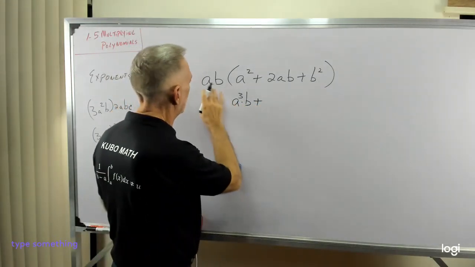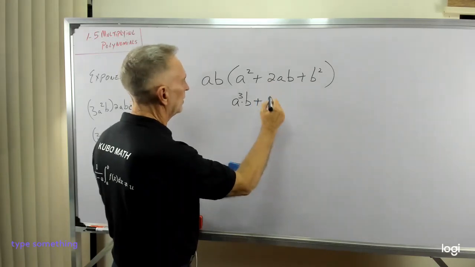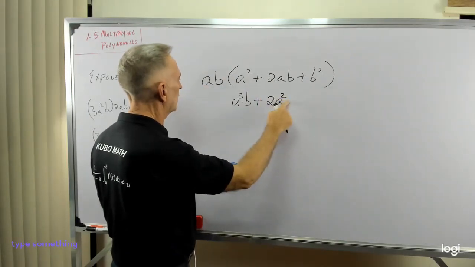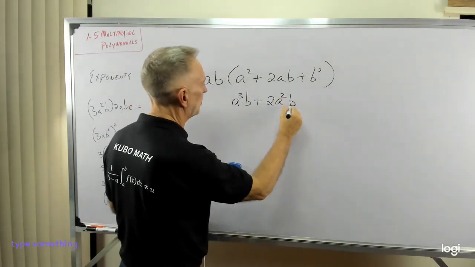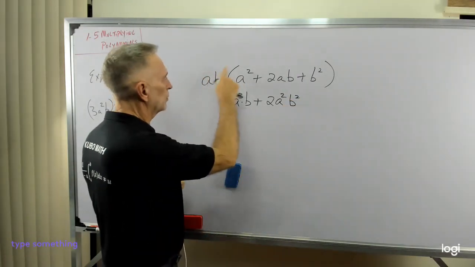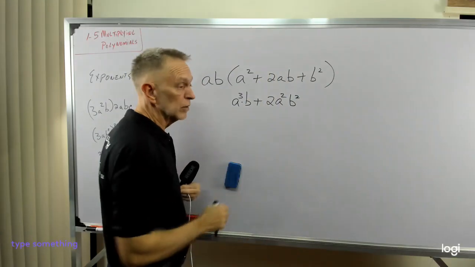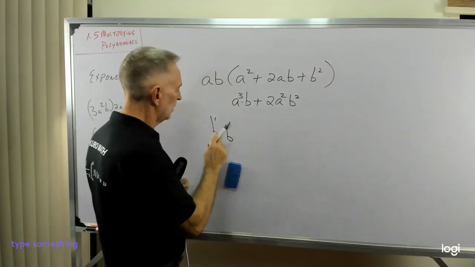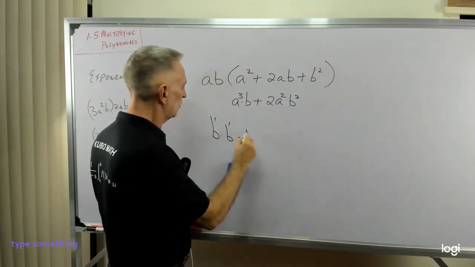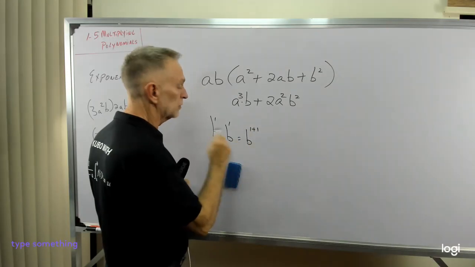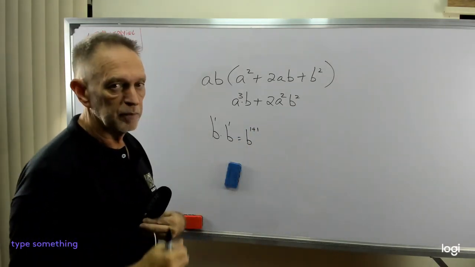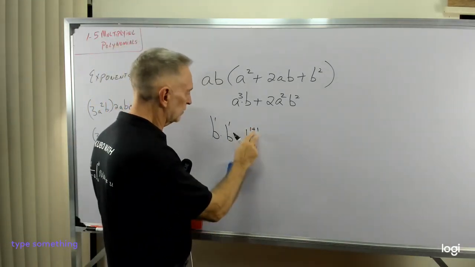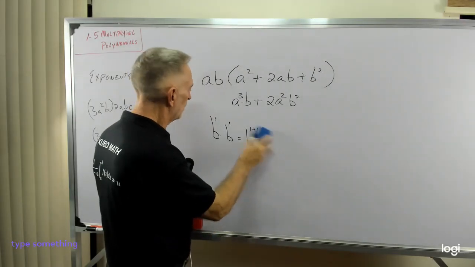Plus, now I have ab times 2ab. So I have 2 a to the second power. A times a gives me a to the second power. B times b gives me b to the second power. B to the first plus 1. 1 plus 1, that's my exponent. So if I look at b times b, that's b to the first power times b to the first power, and that equals b to the 1 plus 1. That's our rule. Remember, a to the m times a to the n is a to the m plus n. And in our case, those two numbers are equal.